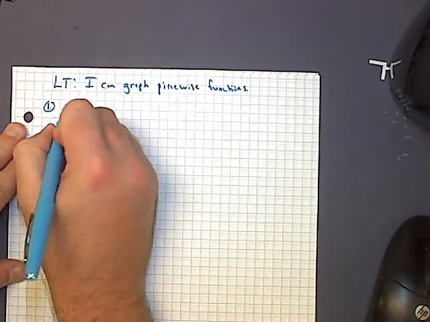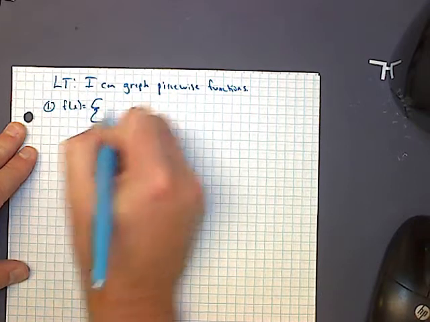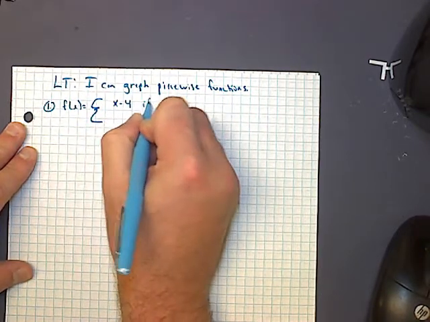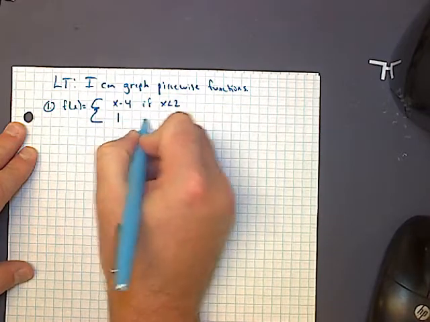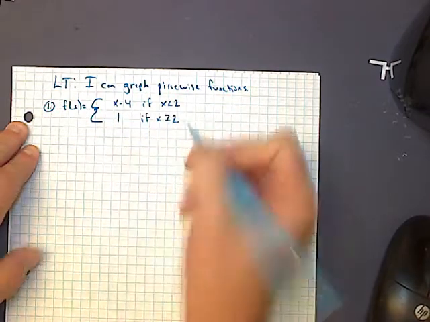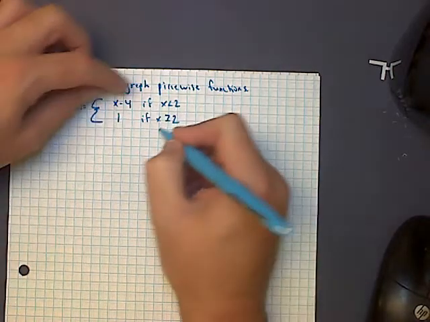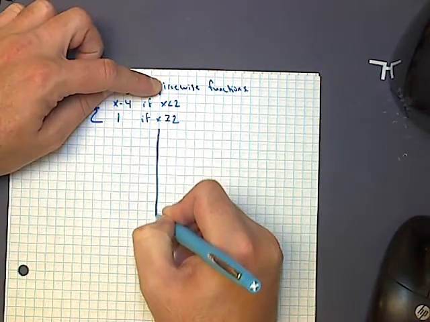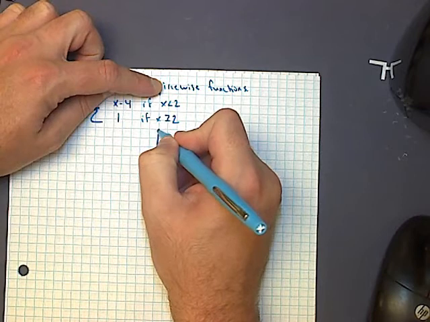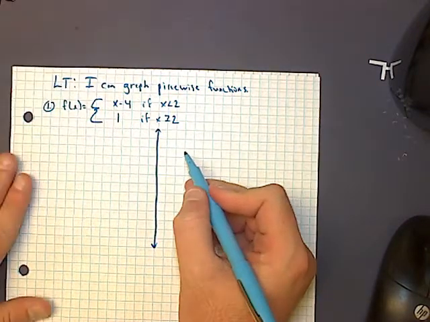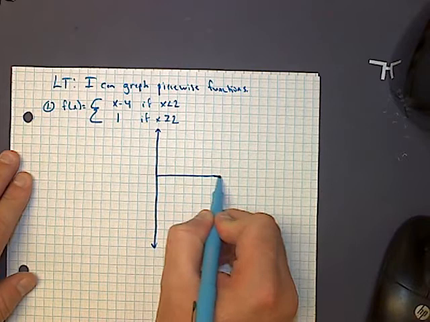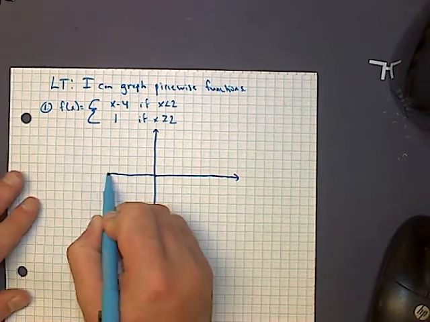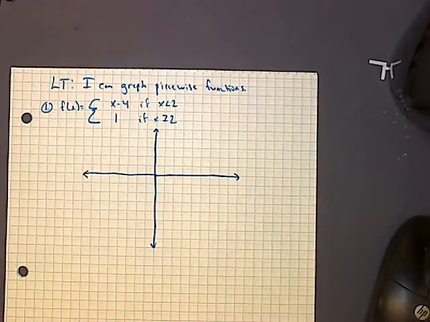So number 1, we have f of x equals x minus 4 if x is less than 2, 1 if x is greater than or equal to 2. Okay? I know in your notebook that you have a place to graph this. I'm just doing it on a piece of graph paper so you can see it better. This is number 1 off page 59. This was your assignment.